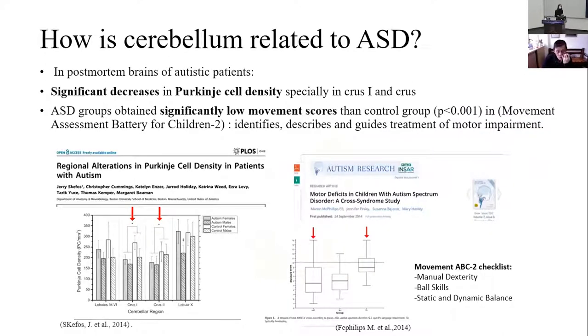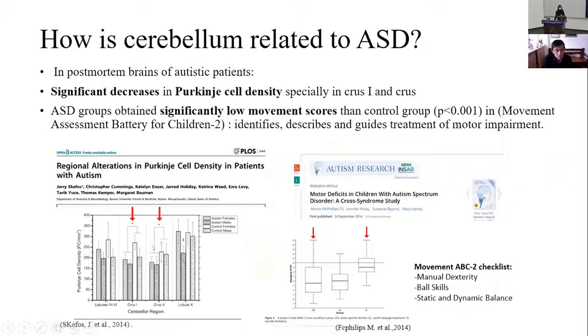And why do I try to link the cerebellum to autism? Because most probably scientists may think that autism should be related to the prefrontal cortex, as it's a well-known region that coordinates our body parts. However, these two pieces of information have changed my mind. And here, the first one is about the Purkinje cell density in patients with autism.